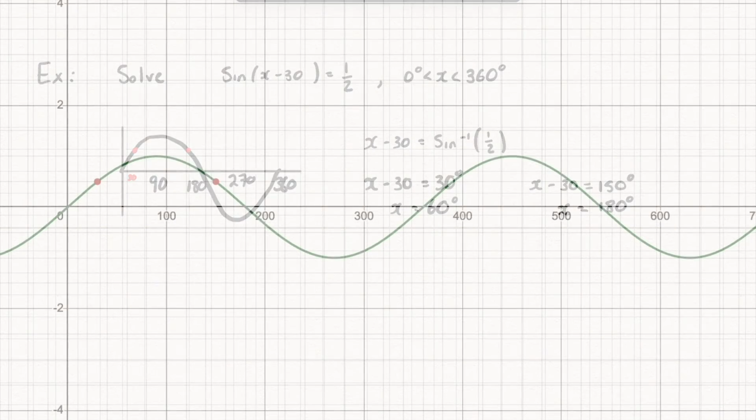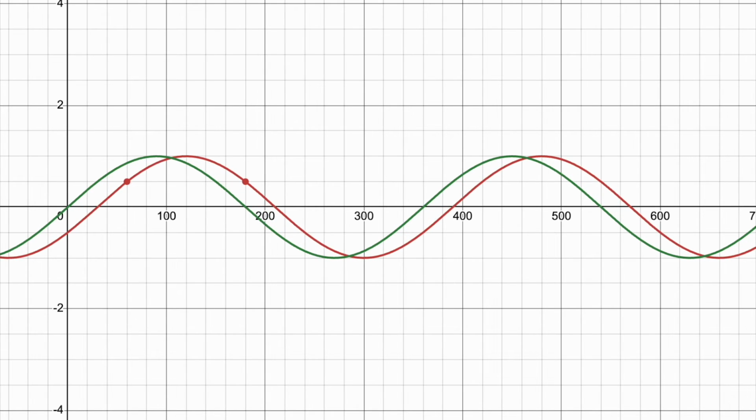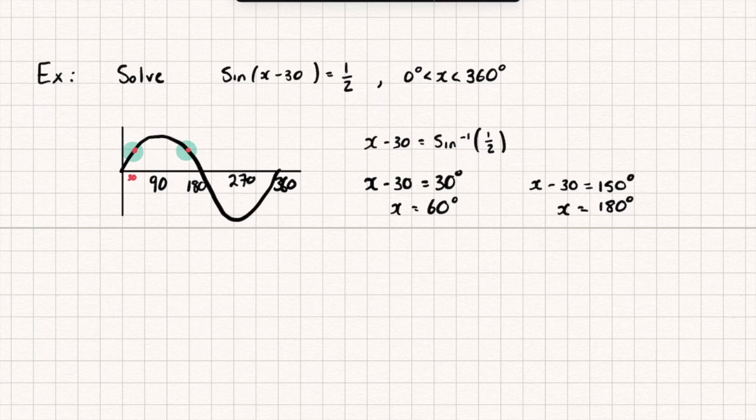Now I'll put a visual on screen showing you what's happening, but all we're doing is finding the solutions on the original equation, and then we're translating them 30 degrees to the right to put them onto this translated curve that we're looking at, and I'll put a visual on screen that's showing you this happening.